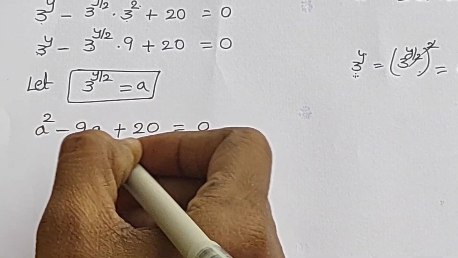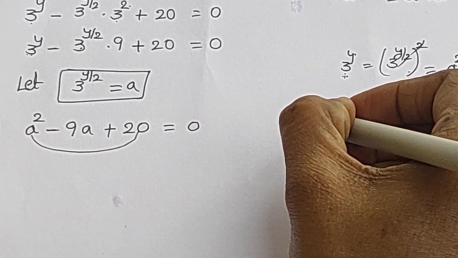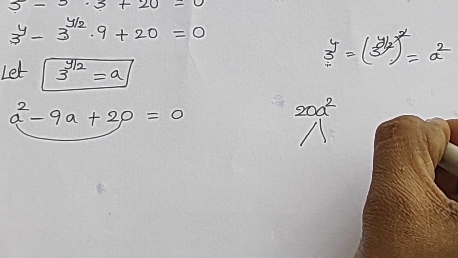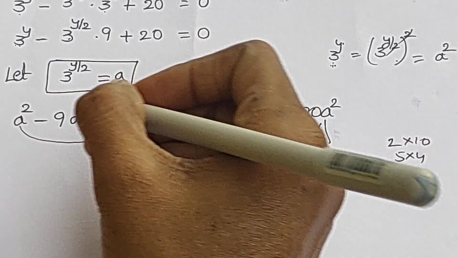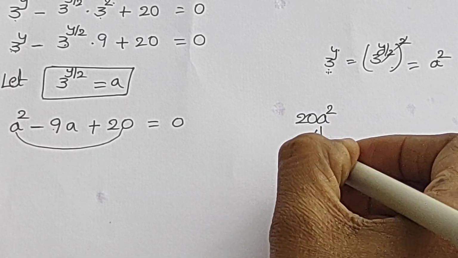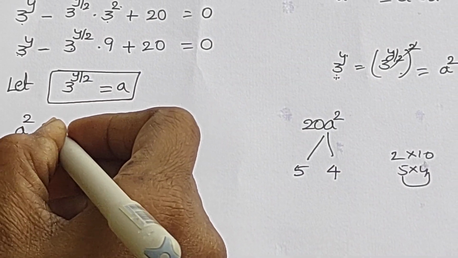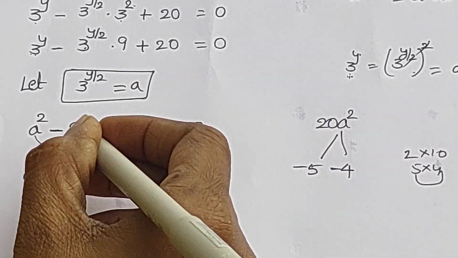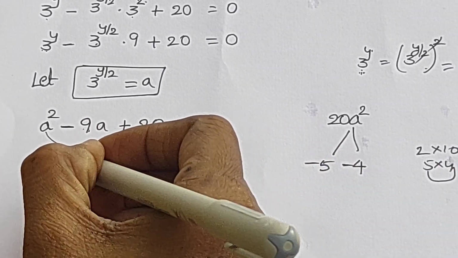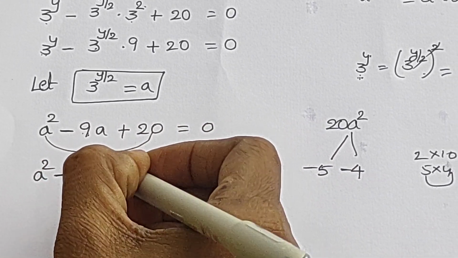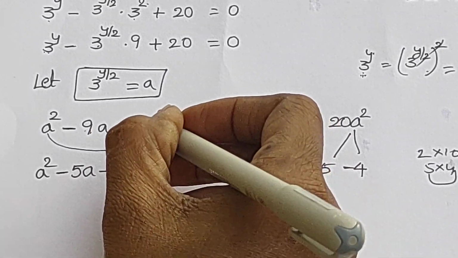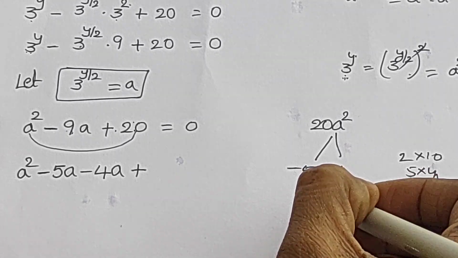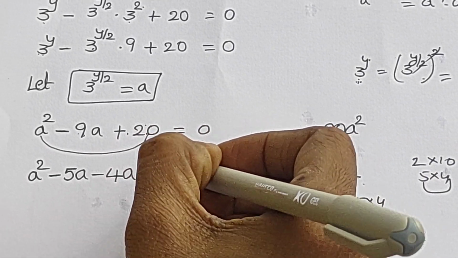So this is factorization form, a square minus 9a plus 20. Factors of 20 are 5 and 4. So this is possible with 5 and 4. Here, minus, a square minus 9a plus 20 written as a square minus 5a minus 4a plus 20 equal to 0. 5 into 4 equals 20.